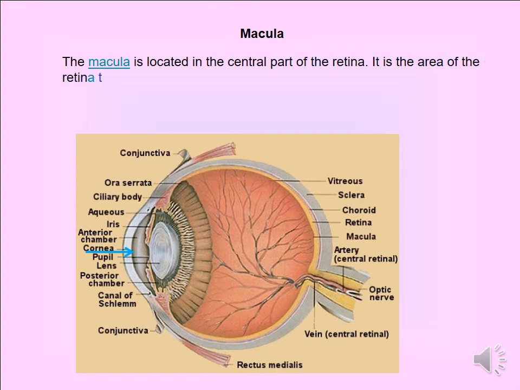One optic structure is called the macula. The macula is located in the central part of the retina. It is the area of the retina that is responsible for giving you sharp central vision. The macula is within the center of the retina.